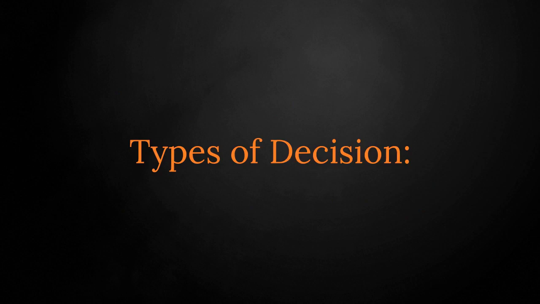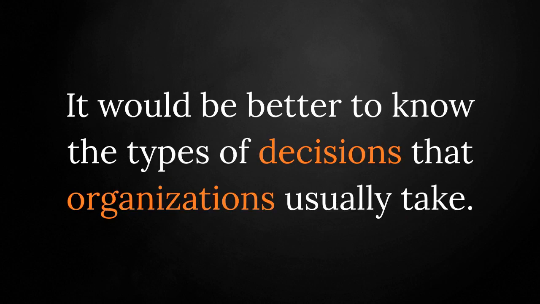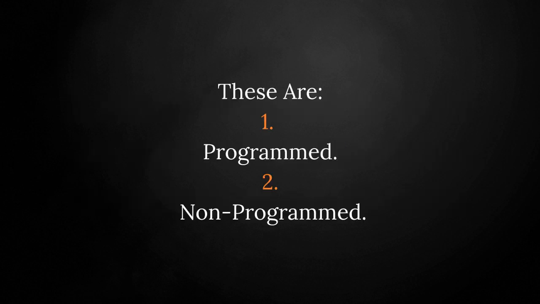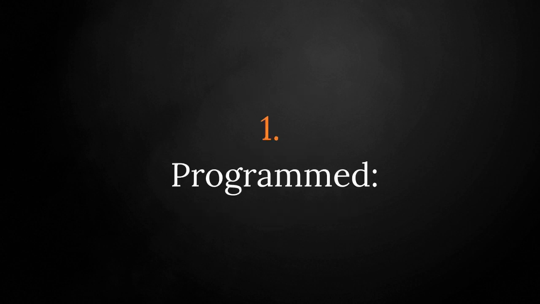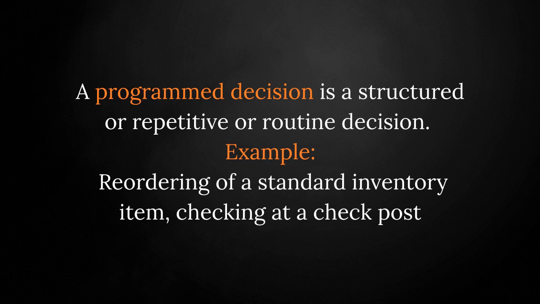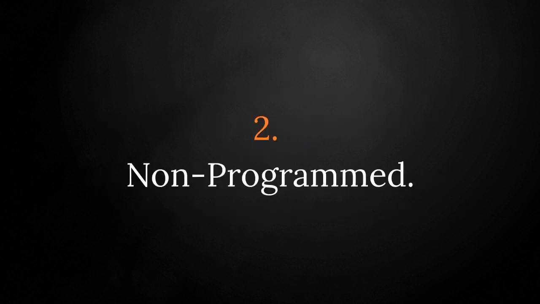Types of decision. It would be better to know the types of decisions that organizations usually take. These are 1. Programmed. 2. Non-programmed. 1. Programmed. A programmed decision is a structured or repetitive or routine decision. Example, reordering of a standard inventory item, checking at a check post. 2. Non-programmed.